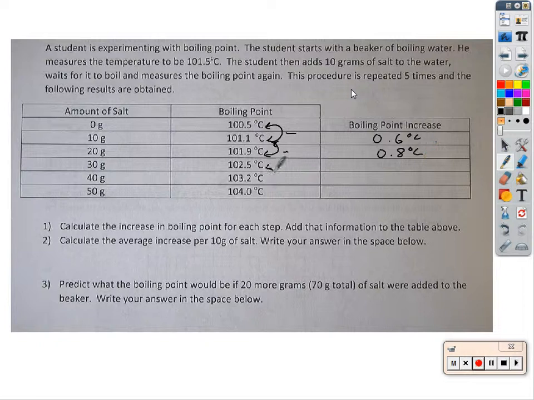And then again, take this row and subtract what's above it. So 102.5 minus 101.9, 0.6. And then the next two rows, 103.2 minus 102.5, that's 0.7. And then subtract these two rows. 104.0 minus 103.2 is 0.8.